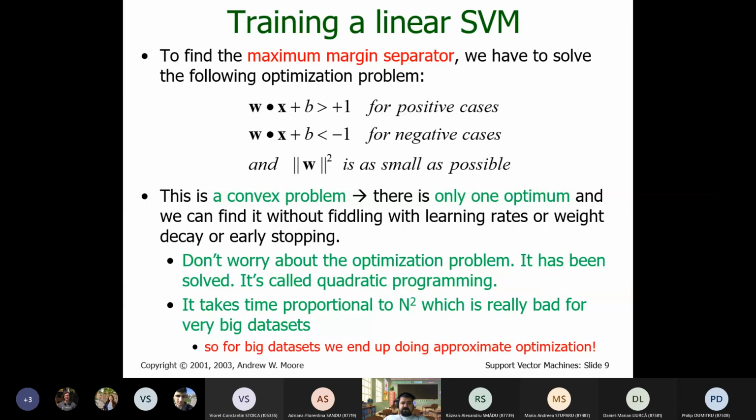So the purpose is to find the maximum margin separator, along with the following optimization problem. We would like to have Wx plus b greater than +1 for positive cases, and Wx plus b smaller than -1 for negative cases. Also, we would like to have the norm of W as small as possible. Can you tell me why?